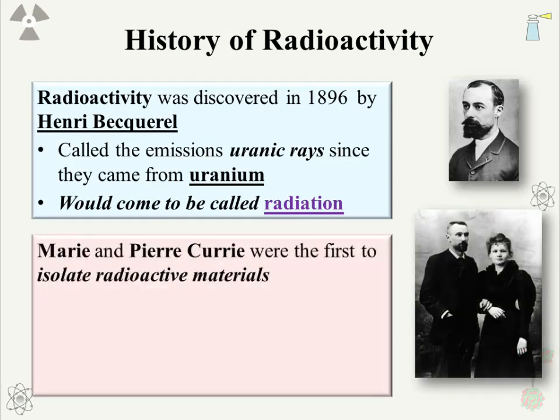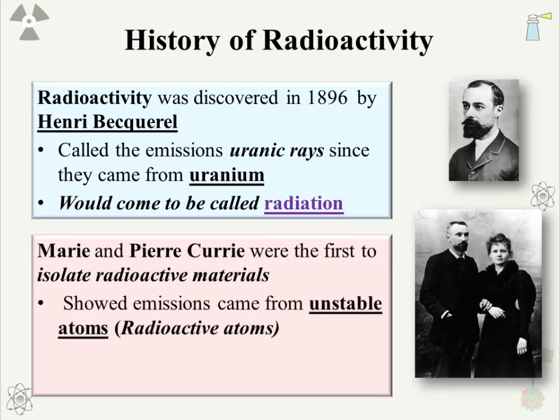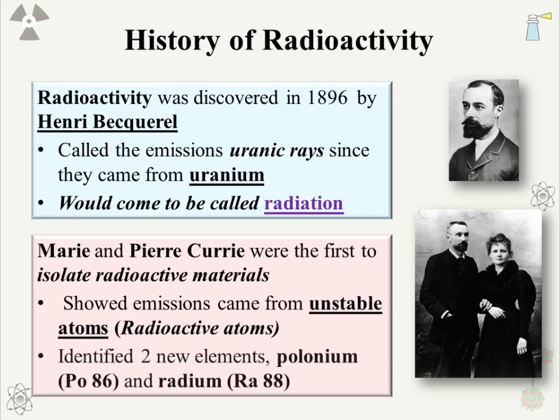Marie and Pierre Curie were the first scientists to isolate radioactive materials. They showed emissions come from unstable atoms. These were termed radioactive atoms. The Curies would go on to identify two new elements, polonium and radium, and would receive the Nobel Prize. Unfortunately, they did not know how dangerous the radioactive material was. Marie and her daughter would die of cancer due to their exposure.